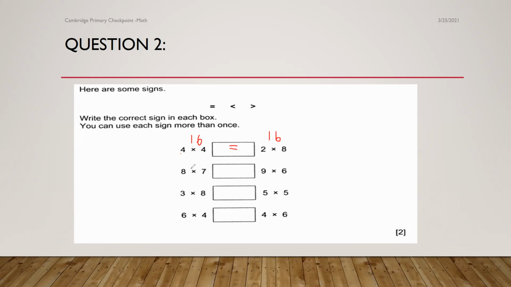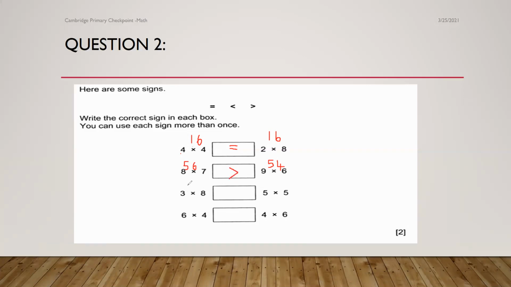The second one, 8 times 7, you start the 8 times table, count up to 7 numbers: 8, 16, 24, 32, 40, 48, and 56. So my answer is 56. Then in a similar way you do the 9 times 6 also: 9, 18, 27, 36, 45, and 54. Now by looking, I can see 56 is larger than 54. Therefore, I have to use this side.